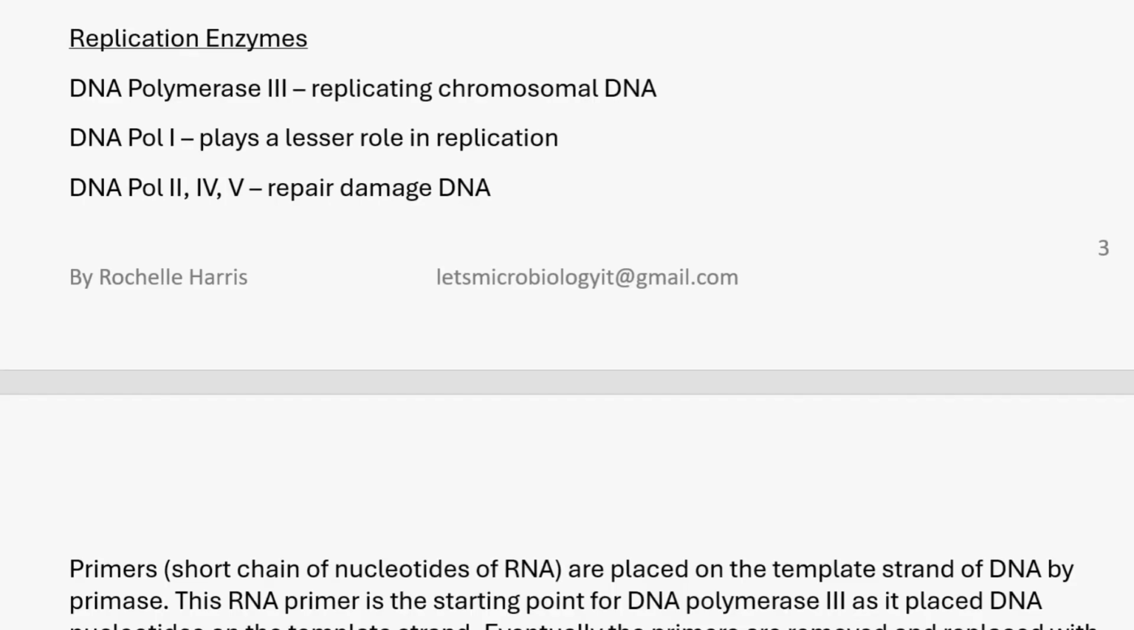DNA polymerase I plays a less prominent role in the elongation but is crucial in removing RNA primers and replacing them with DNA. DNA polymerase II, 4, and 5 are mainly involved in DNA repair, correcting damages that might otherwise compromise genomic stability. For replication to begin, a short RNA primer must first be synthesized.